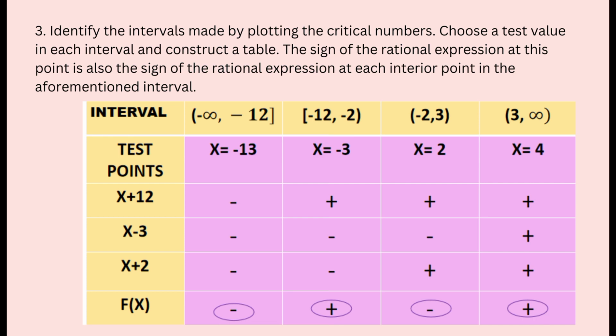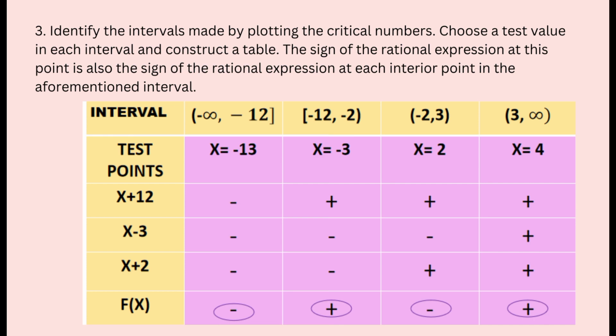The next test point we're going to substitute is 4. So 4 plus 12 is equal to 16. So it's positive. 4 minus 3 is equal to 1. So it's positive. And 4 plus 2 is equal to 6. It's positive as well.